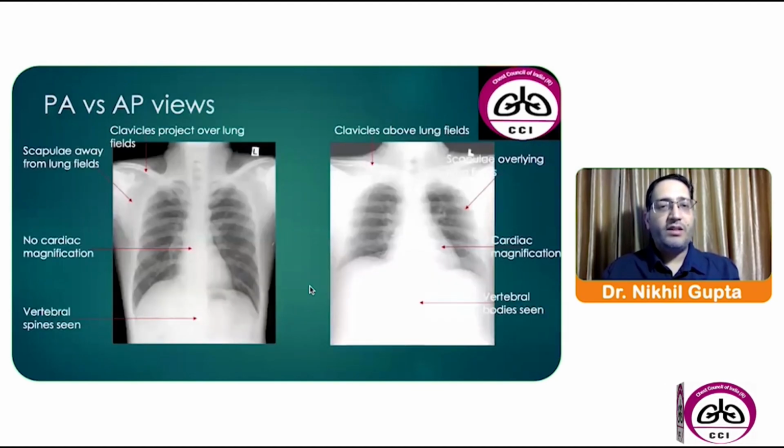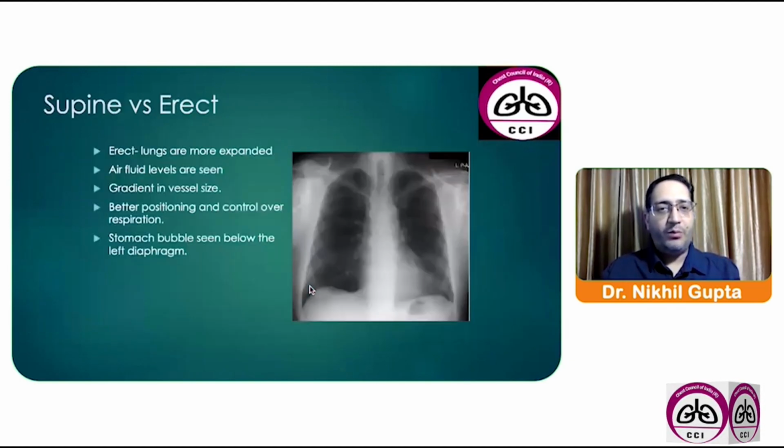Coming to the differences between PA versus AP view. In PA view, the clavicles project over the lung fields. The scapulae are away from the lung fields. No cardiac magnification is seen, and the vertebral spines are seen. In contrast to AP views, where clavicles are above the lung fields, scapula are overlying the lung fields, and there is cardiac magnification. Also, vertebral bodies are seen in this view.